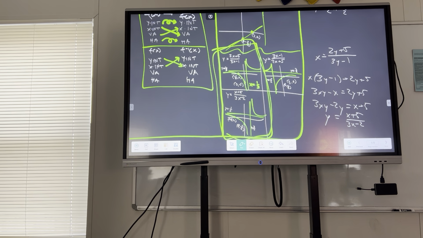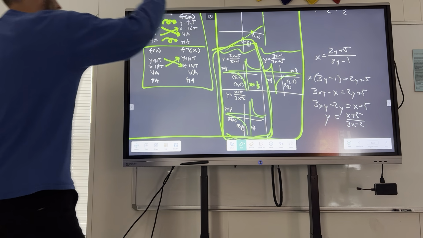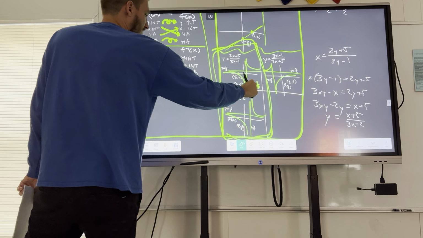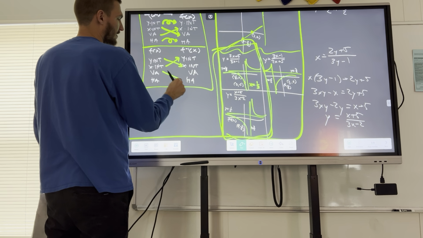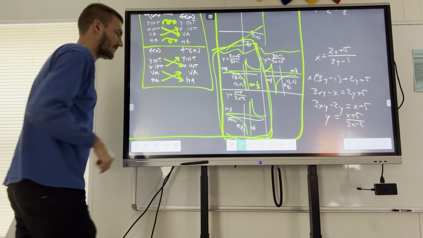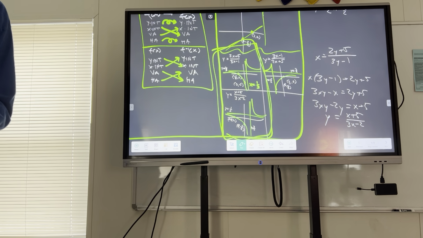What about the vertical asymptote? It was 1/3. 1/3 down here is actually the horizontal asymptote. And of course, you get the picture. It's going to trade like that.